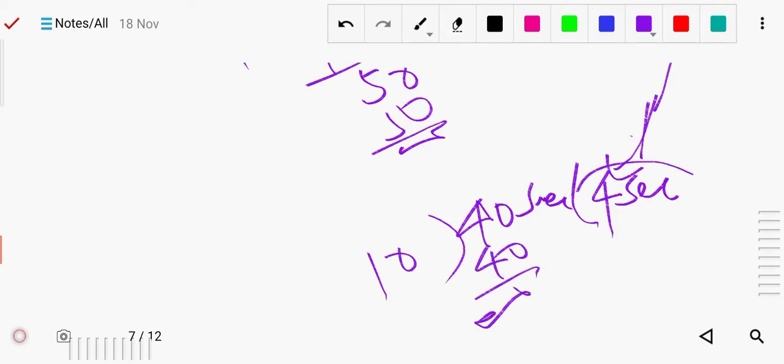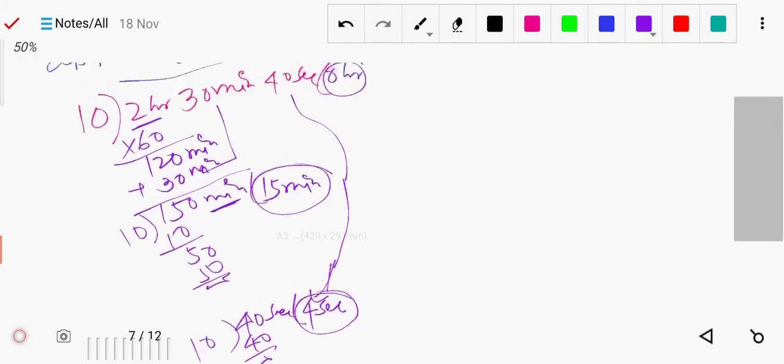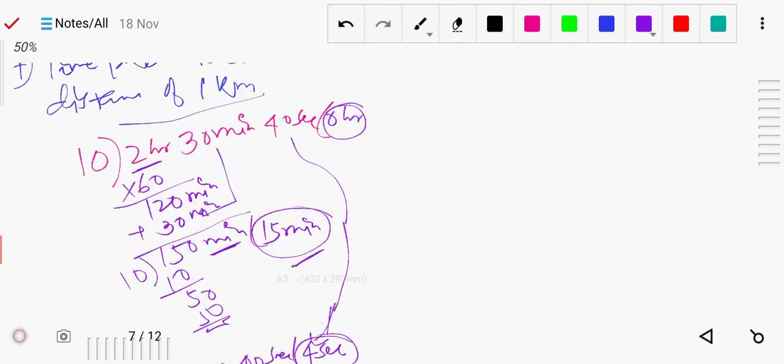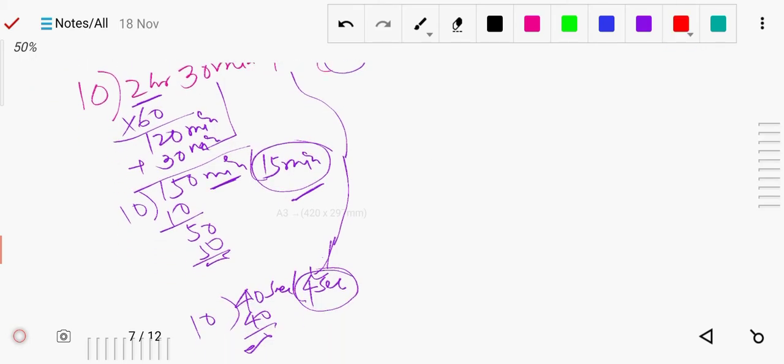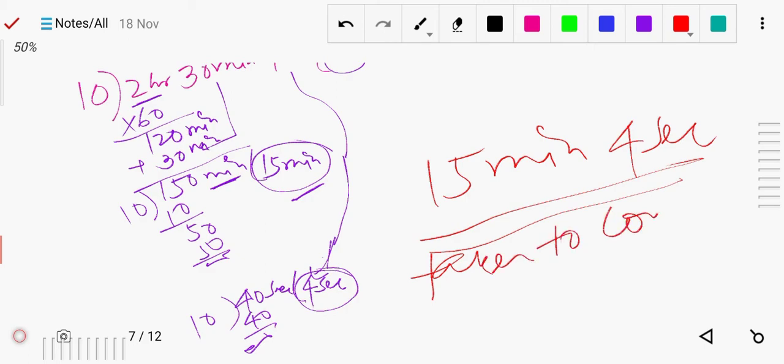Okay, so now here we got the question 4. So now you can check how many we got. First is 0, no need to write. Here is 15 and here is 4. So you write here 15 minute 4 second. This is the time taken to cover 1 kilometer. Okay, so this is your answer.